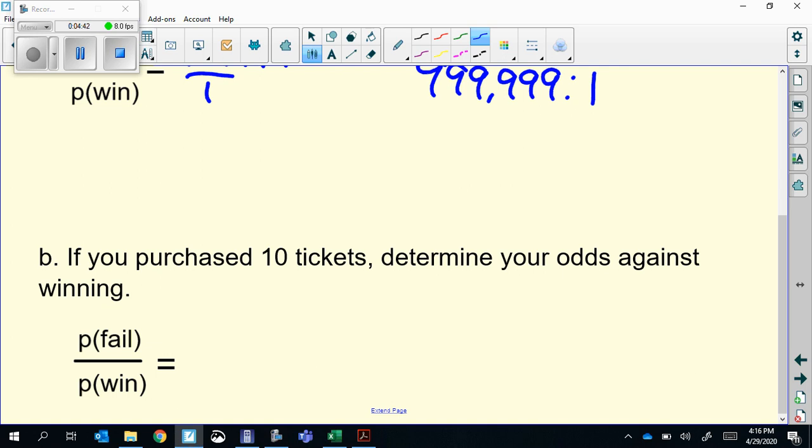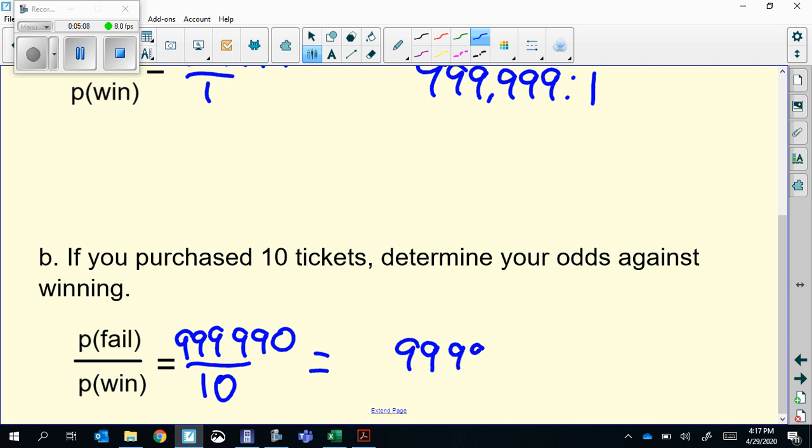If you purchase 10 tickets, so now you've got 10 ways to win. And failure now would be only if the other 999,990 people win. So those zeros can cancel out, so it would be 99,999 to 1 when we cancel out those zeros.